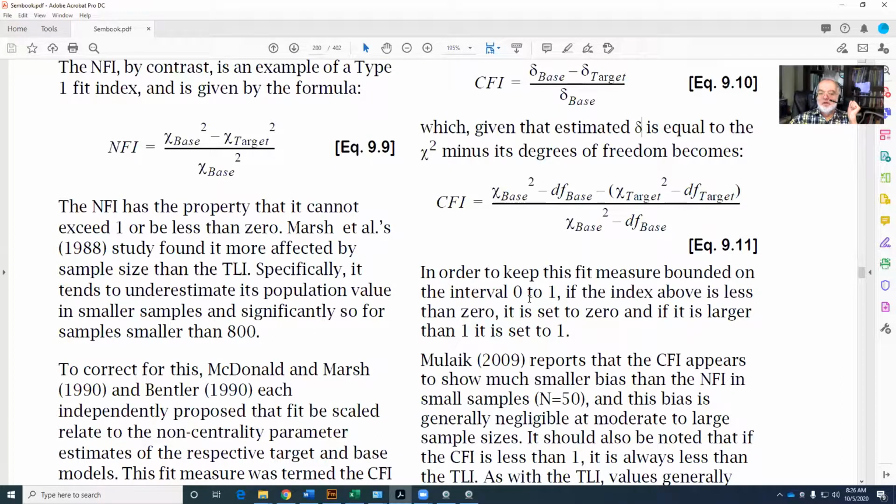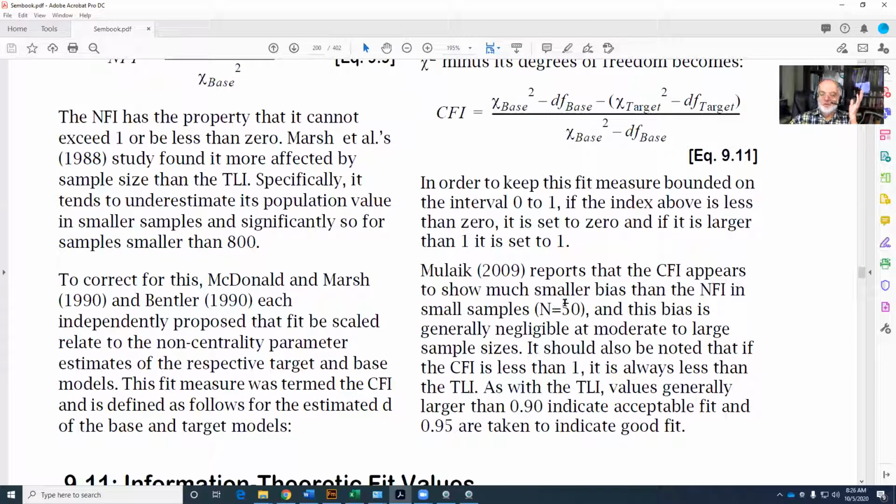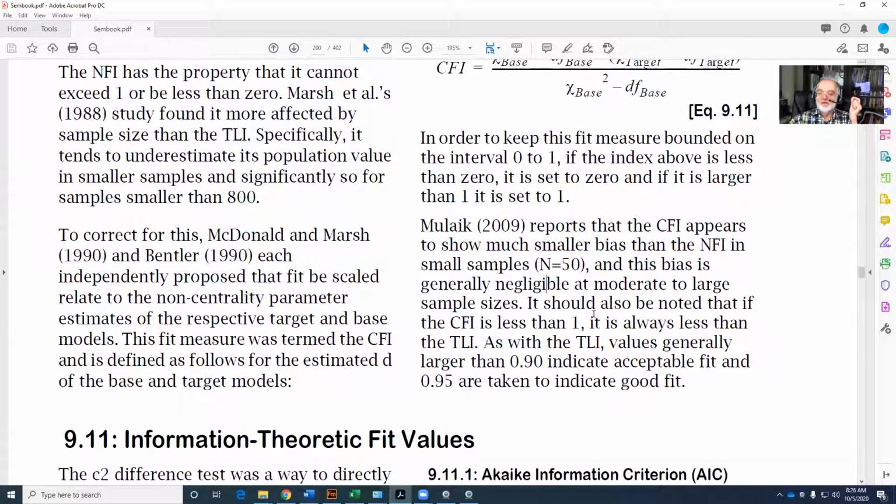Now, in terms of who wins, generally speaking, the norm fit index gets cited a lot out of tradition. As pointed out by Mulaic, the CFI is bounded between 0 and 1, and it also seems to have smaller bias. And it's a lot smaller if you have a small sample, kind of negligible to moderate and large sample sizes. And if the CFI is less than 1, it is always going to be less than your TLI. And generally speaking, your numbers here are 0.90 and 0.95.